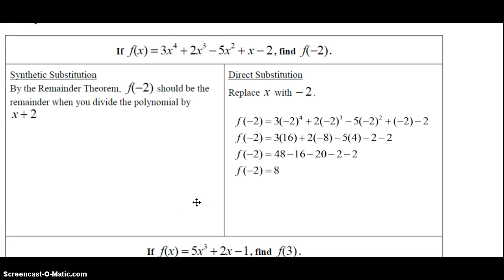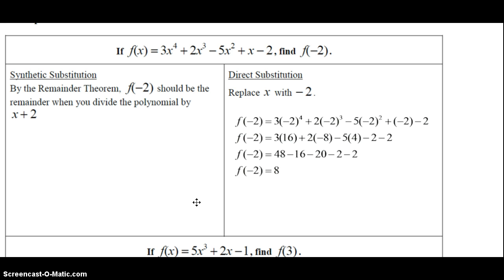Okay, we did the direct substitution. We replaced x with negative 2, and you can see that we ended up with f of negative 2 is equal to 8. What we're going to do now is use synthetic substitution, and that looks a little bit different. There's something called the remainder theorem, and that's what we saw just above in the box. What we're going to do is set up what looks like a synthetic division, but it's not a synthetic division because we're not trying to divide by a binomial. What we're going to do now is set it up as a synthetic substitution.